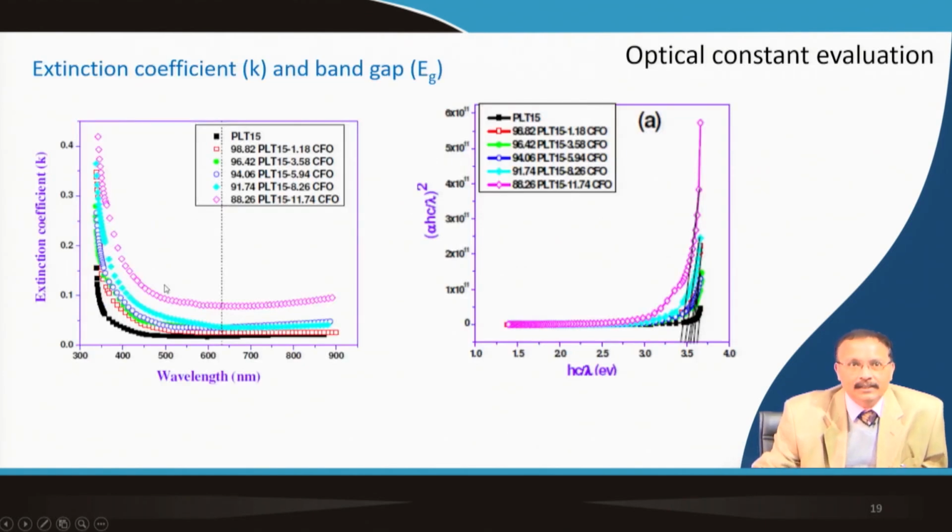Then we calculated the extinction coefficient as a function of wavelength as well, and in the absorption edge we also calculate the band gap. You can see the band gap of this composite film, that also is an insulator for a pure film, but as you keep on increasing the magnetostrictive component, which is CFO, then the band gap is progressively reduced.